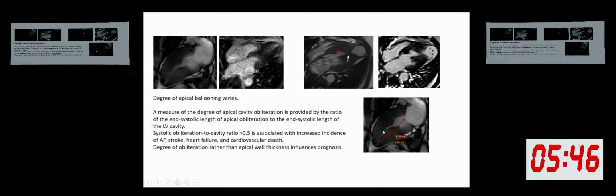The measure of the degree of apical cavity obliteration is important. How do you take that? You take the length of the apical cavity obliteration and divide it by the end systolic length, taken from the base of the mitral leaflets to the LV apex. If the ratio is more than 5, there is an increased incidence of atrial fibrillation, stroke, heart failure, and cardiovascular death. Therefore, the degree of obliteration, rather than the apical wall thickness, is of prognostic importance.